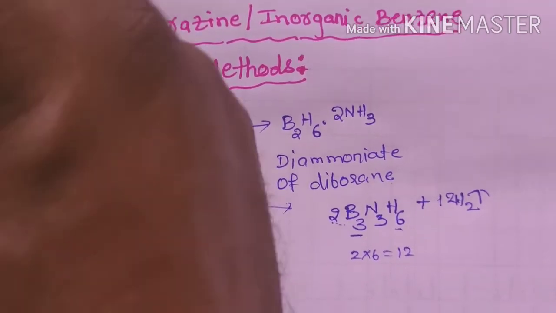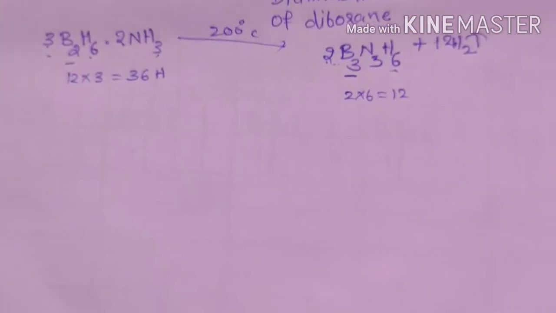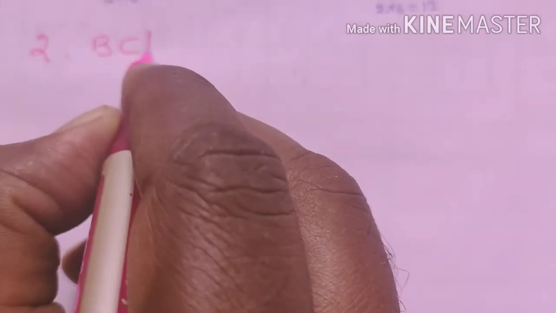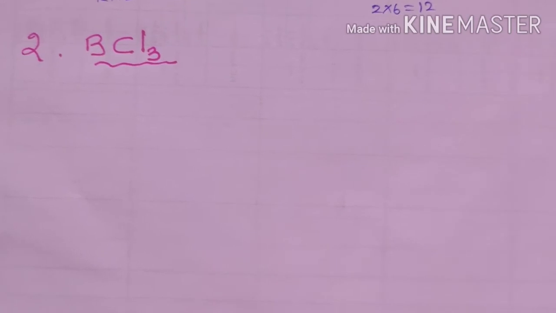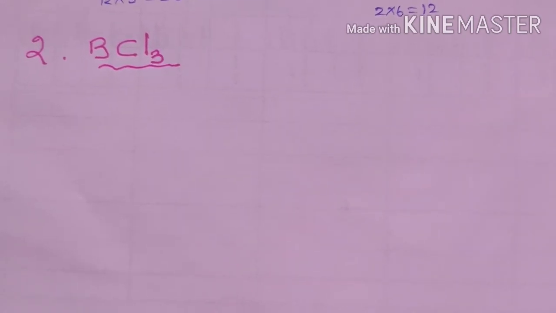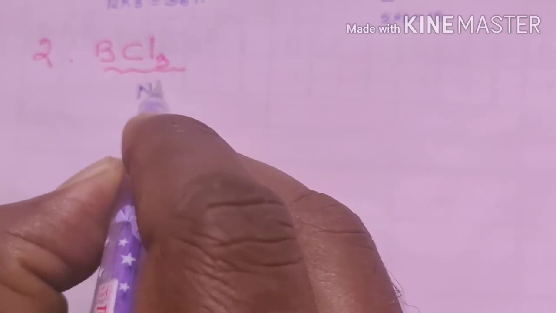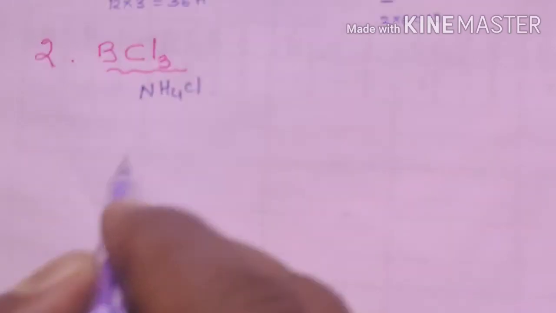Now we go for the preparation of borazole by the second method. In the second method we make use of boron trichloride. By using boron trichloride we prepare borazole or borazine. Here boron trichloride is heated along with ammonium chloride, NH4Cl.